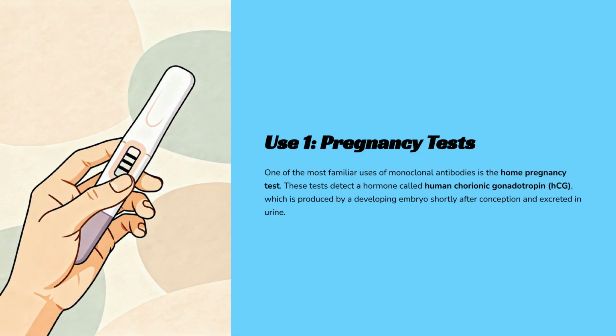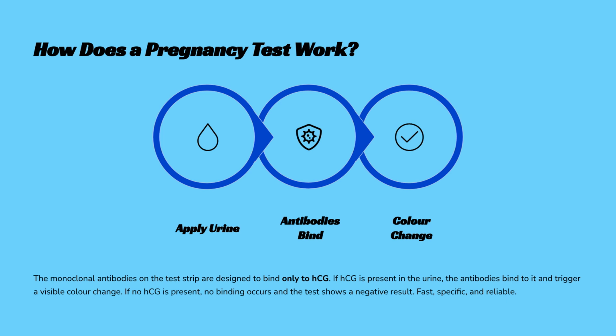These tests detect a specific hormone called HCG, which is produced by a developing embryo and excreted in urine shortly after conception. The test works through a simple process. When urine is applied, any HCG present binds to monoclonal antibodies on the test strip. This binding interaction triggers a visible color change, indicating a positive result.